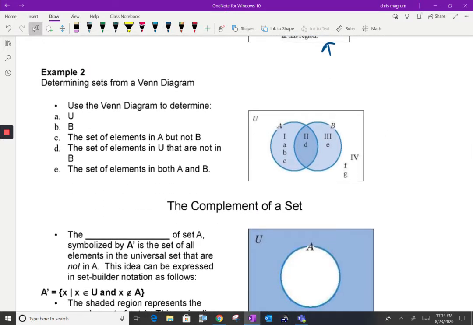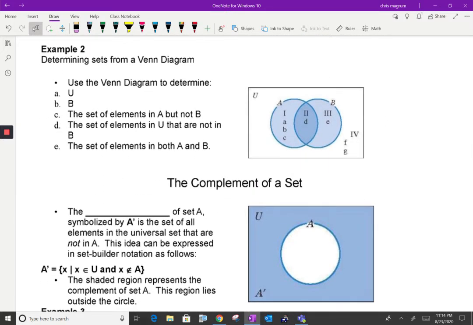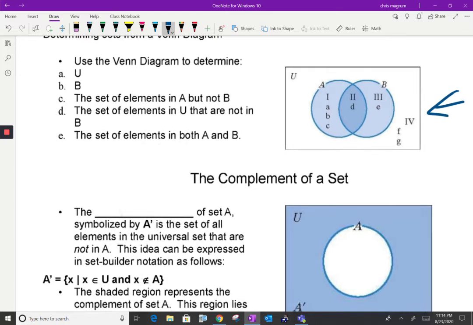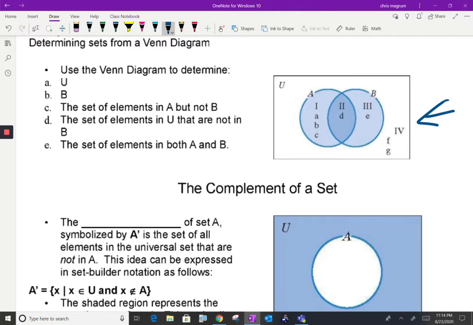Okay, example 2. Determining sets from a Venn diagram. We want to use our Venn diagram here and talk about what's here. I mentioned last class that technically there is no correct order to things, but it is so much easier on me when I'm grading and checking things if we do things the same way, and therefore I'm asking you guys, if we have numbers or letters, put them in numerical or alphabetical order, please. It just helps me and makes it a lot simpler.